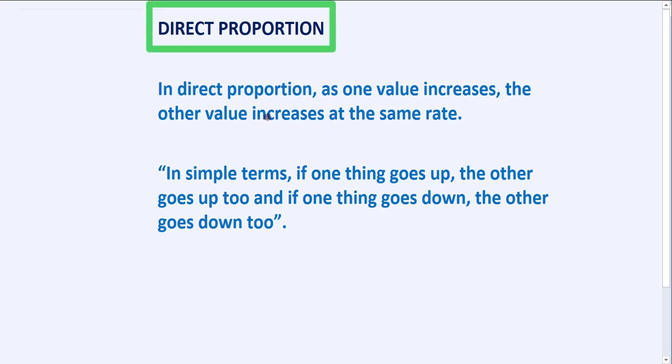Direct proportion. In direct proportion, as one value increases, the other value increases at the same rate. In simple terms, if one thing goes up, the other goes up too, and if one thing goes down, the other goes down too. So let's explain this and then we'll go ahead and solve questions.